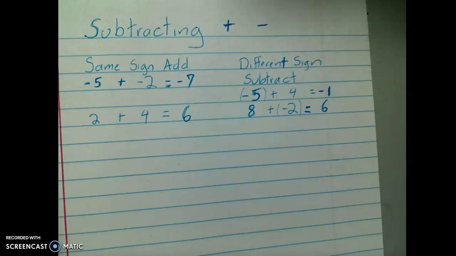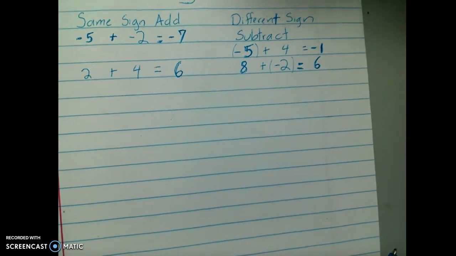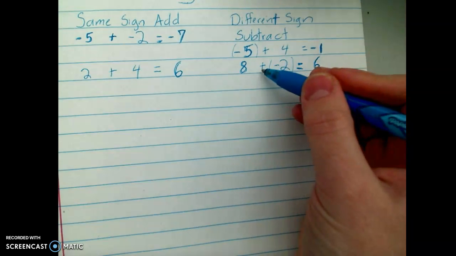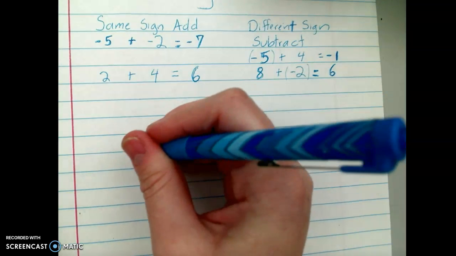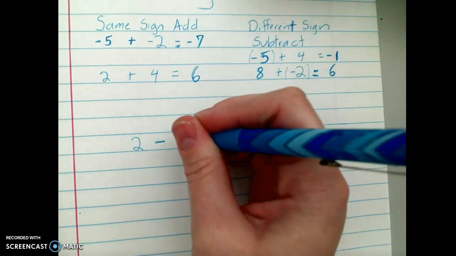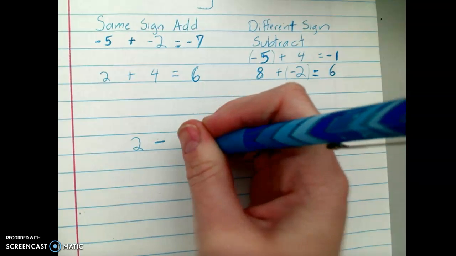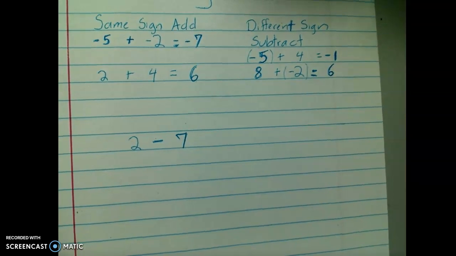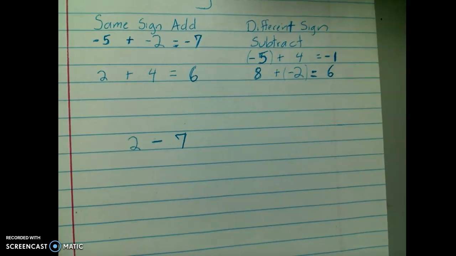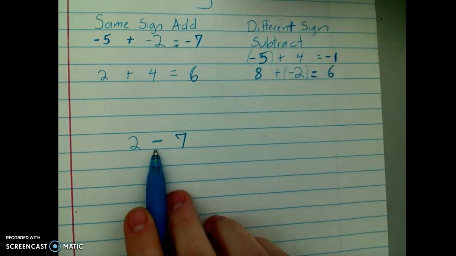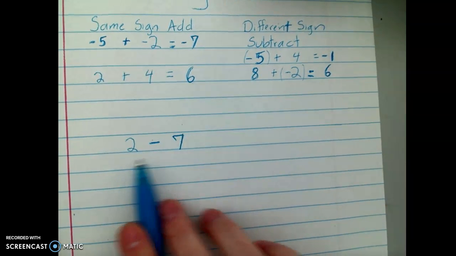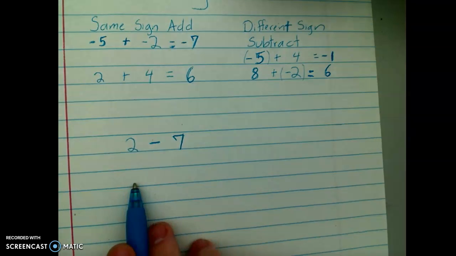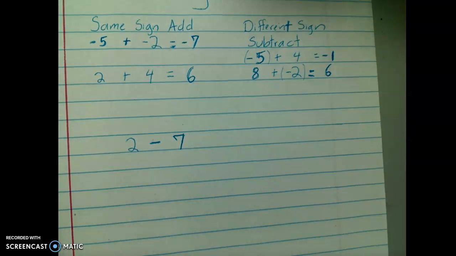What some people get confused with is when they see a problem and it's a subtraction problem. There's not an addition in the middle. Let's look at what I'm talking about. What if I had 2 minus 7? Now, as we look at this, we're like, wait, there's a negative sign in there. So is this different signs? Wait, but they're both positive. Are they same signs? What do I do with that negative sign?